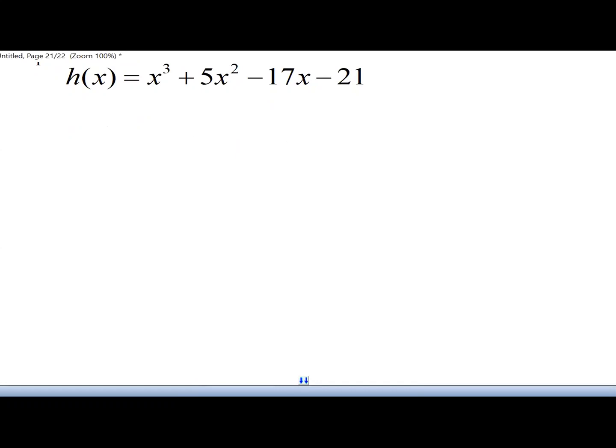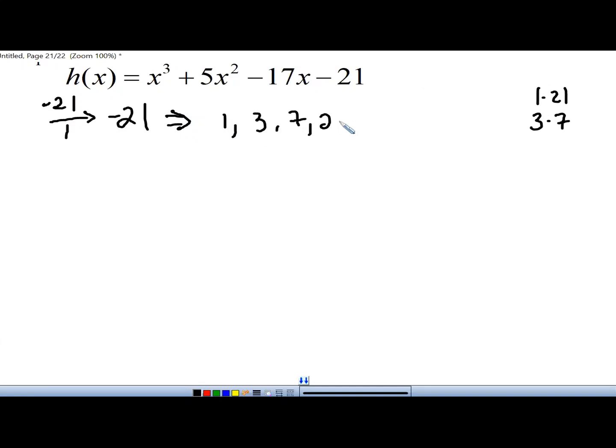First thing you did, you wrote a fraction. What was that fraction? Negative 21 over the leading coefficient, which was 1. And what is that number you came up with? Negative 21. Step 2, write all factors of that number. 1 times 21, 3 times 7, and that's it. From there, list all factors: 1, 3, 7, 21. And they could be either positive or negative.